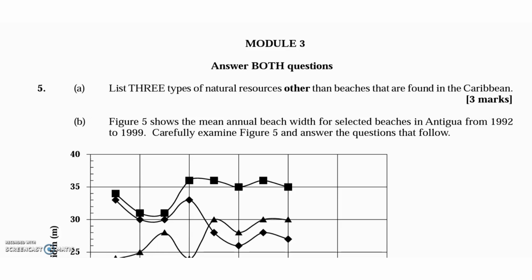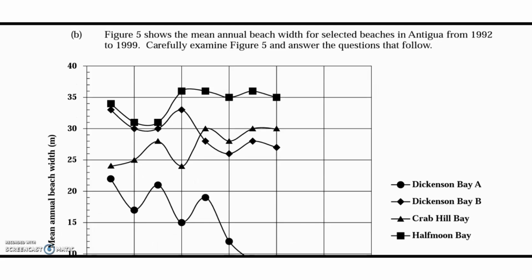Okay, we also have oil and natural gas, petroleum, crude oil and natural gas. There are many different types of resources found in the Caribbean here as well. Okay. All right. Now, part B, figure 5 shows the mean annual beach width for selected beaches in Antigua, from 1992 to the year 1999. Carefully examine figure 5 and answer the questions that follow.